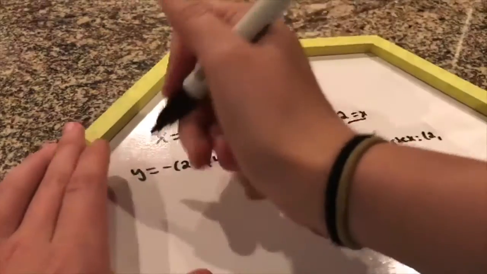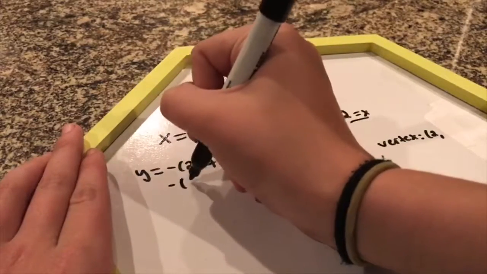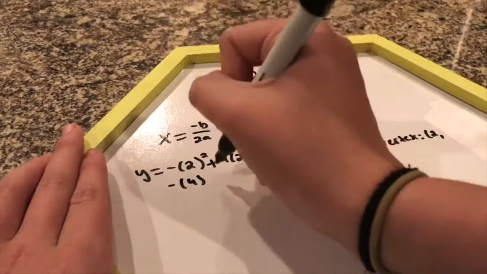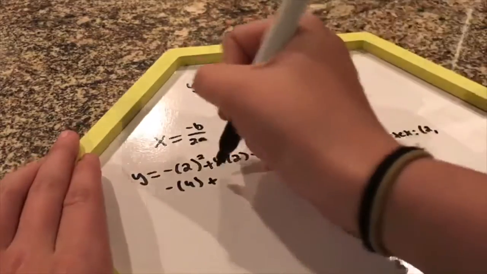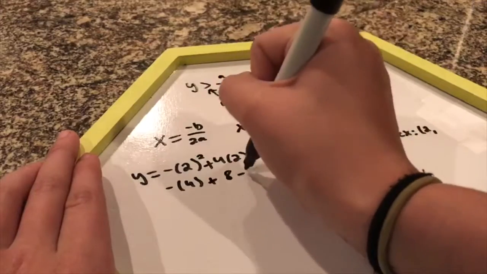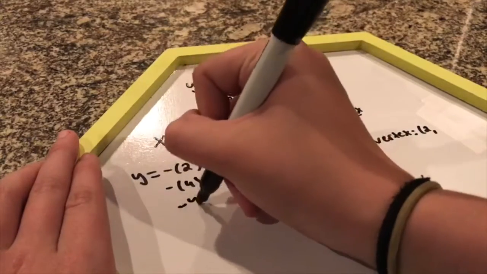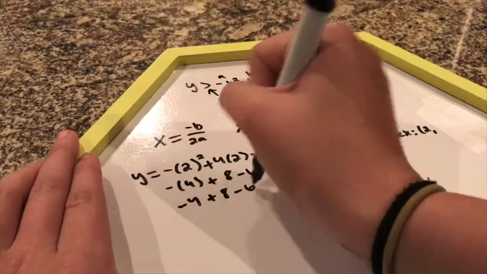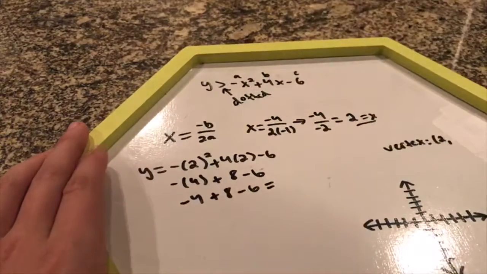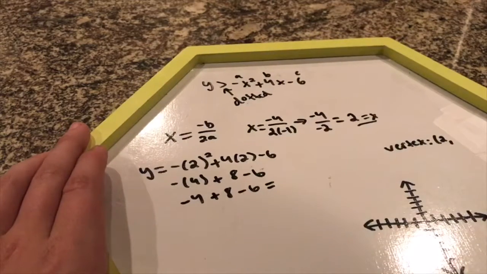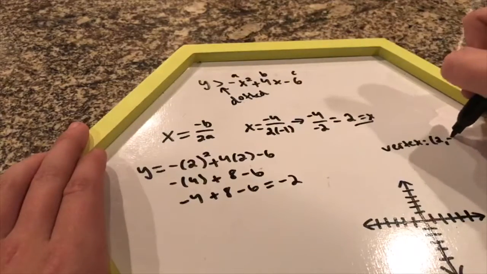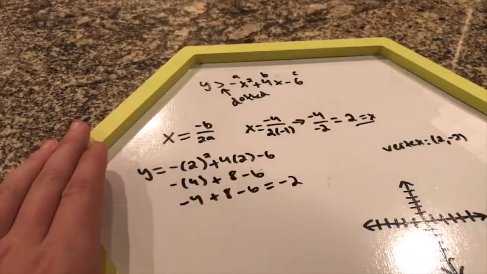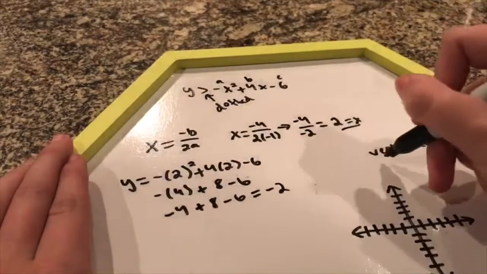So you always want to do it in order of PEMDAS. So you want to do your exponents first. So you have negative 4 plus, and then you have 4 times 2, which is 8, minus 6. So then you have -4 plus 8 minus 6, which comes out to -2. And then you have (2, -2) as your vertex.